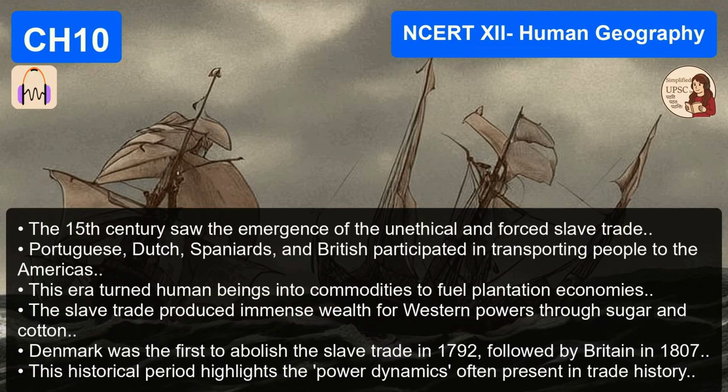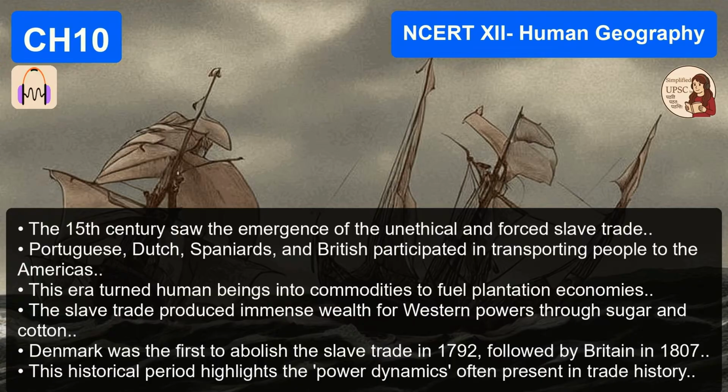But then the text takes a much darker turn. We move to the 15th century. The source material explicitly mentions the slave trade, and this is where that mutually beneficial definition we started with really, really collapses. It does, and we must discuss this with the gravity it deserves. The text outlines how the Portuguese, the Dutch, the Spaniards, and the British participated in capturing and transporting African people to the Americas. Turning human beings into commodities.